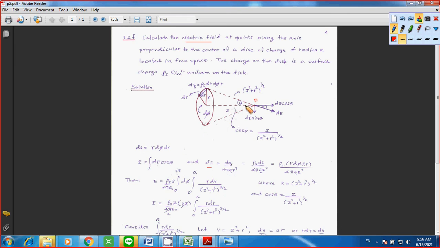If you look at the picture here, at this element of the disk, when you have a uniform charge density, your dE is going to point out in this direction, and you can consider only the x-axis and y-axis.